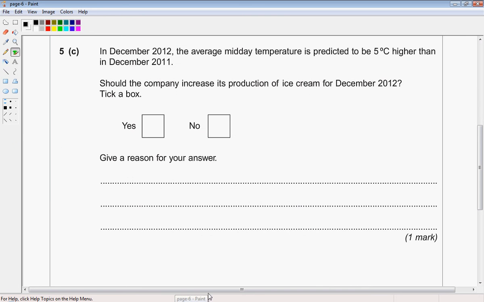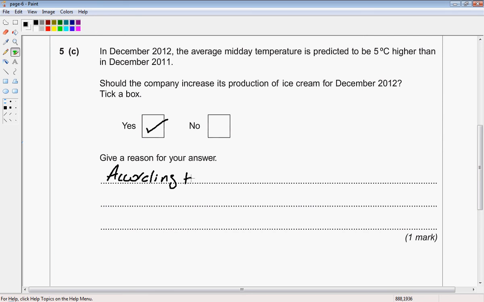Now this is where you have to make your own mind up. Should the company increase its production? Now it depends whether you believe that 1 ton is enough. So I would say yes, but I think if you said no, that it would only be a 1 ton increase, I think would be very valid. Give a reason for your answer.